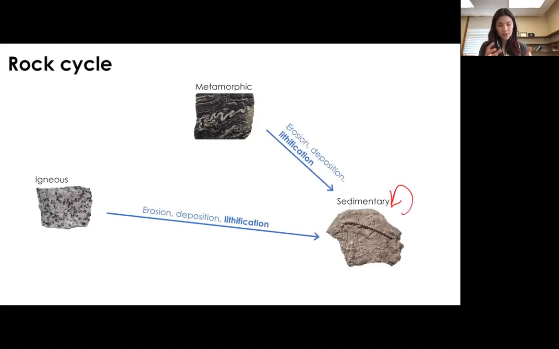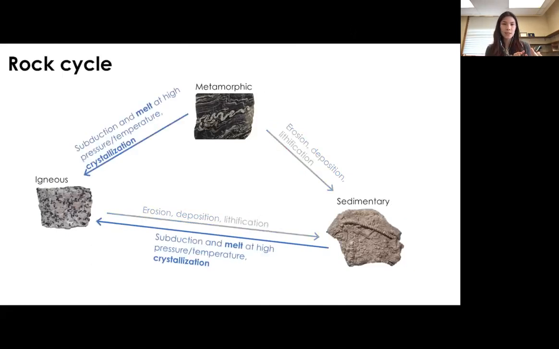A key factor in this relationship is this last step of lithification. So more than just the erosion of metamorphic and igneous rocks into smaller rock particles, we need those smaller rock particles to then undergo pressures and temperatures that lithify them so that they are consolidated.